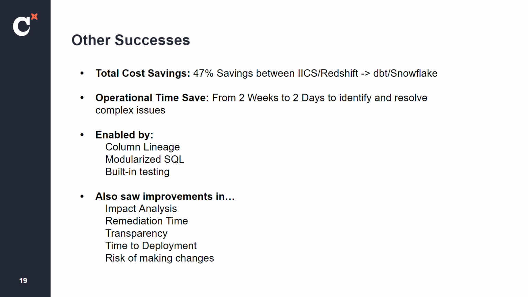Some other successes, and on the topic of cost optimization that was brought up at the keynote, 47% savings from our total cost of ownership between both Informatica and Redshift moving into DBT and Snowflake. For reference, we are DBT Cloud and DBT Core users here at Pacific Life, so there was a little bit of both going into that. The operational time save I mentioned on the last slide, so I won't go into that. But all of this was enabled by what we mentioned before in the earlier slides, the lineage, the modularization, built-in testing, and we also saw a lot of other improvements in different areas. I won't go into them right now because I can see people are already taking pictures, and that leaves more time for Q&A, which I think is great.